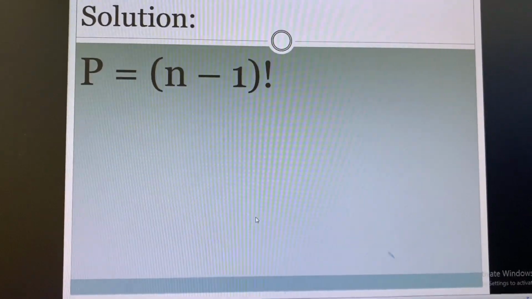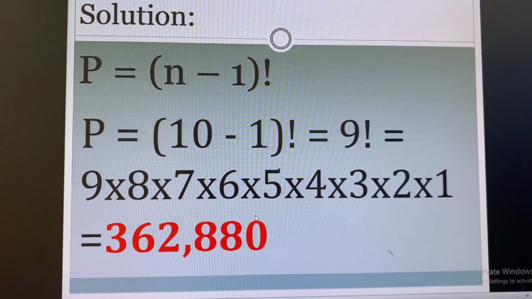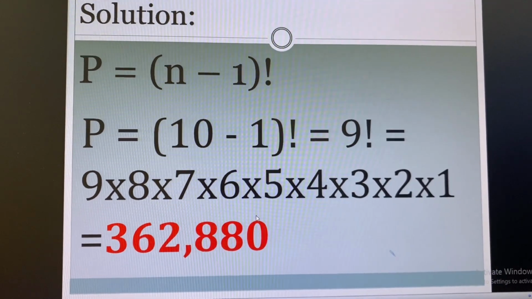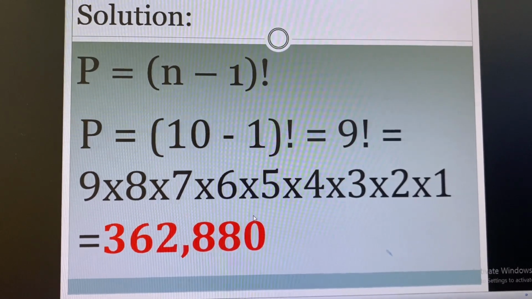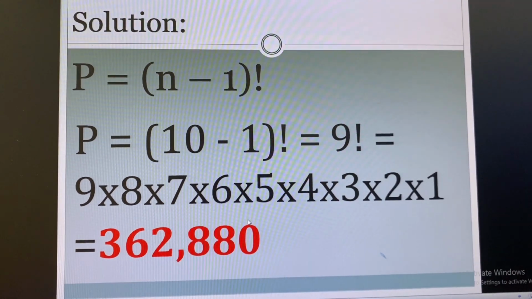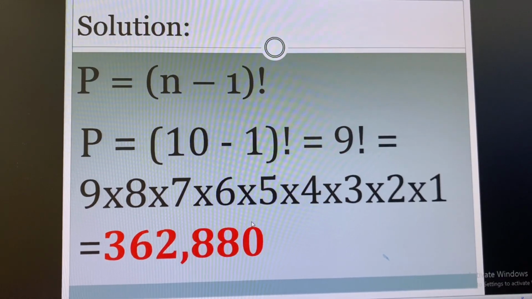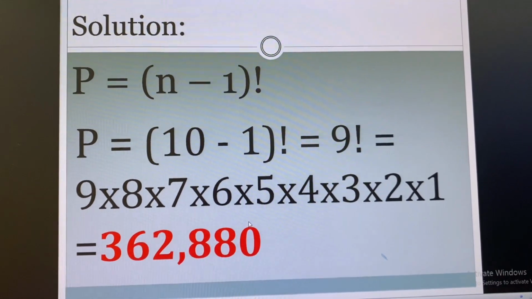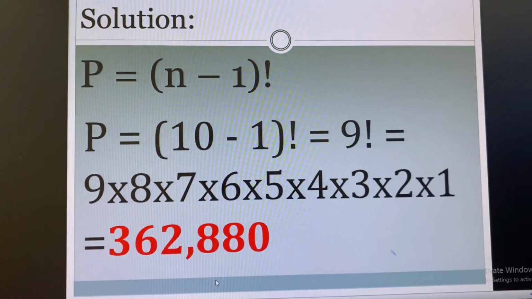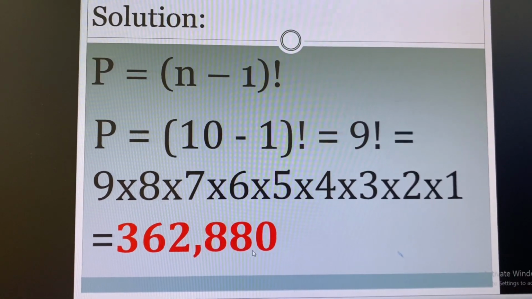Then substituting, we have now P equals (10 minus 1) factorial because 10 people. Then equals 9 factorial. So 9 times 8 times 7 times 6 times 5 times 4 times 3 times 2 times 1. So we have 362,880.